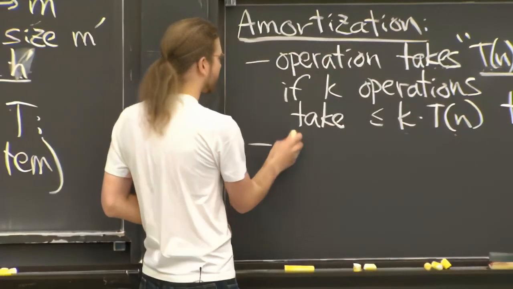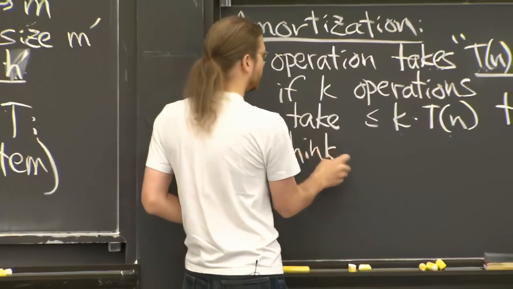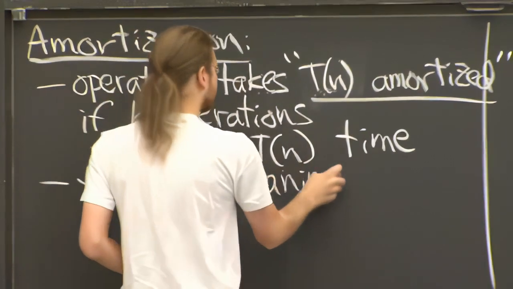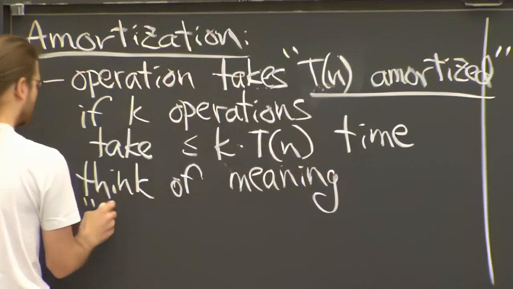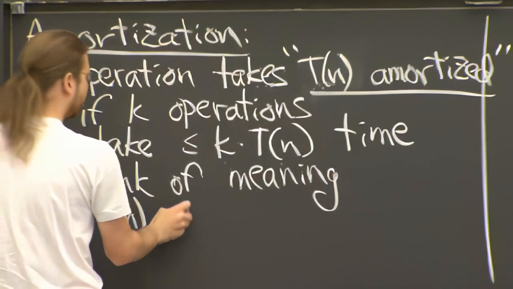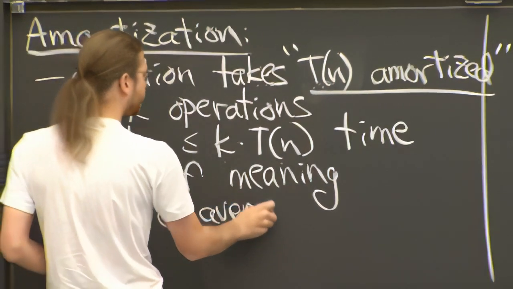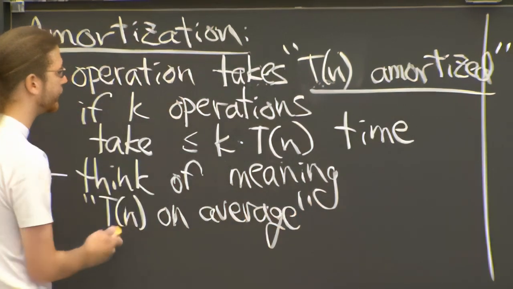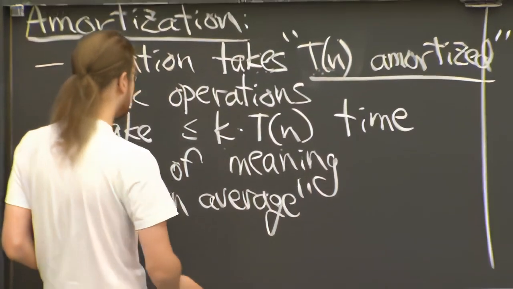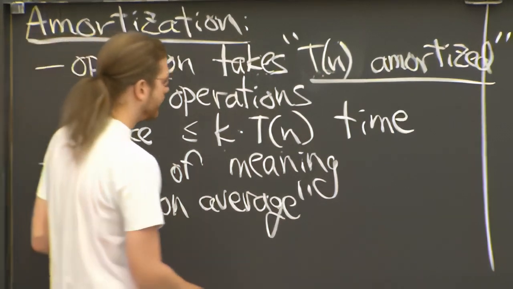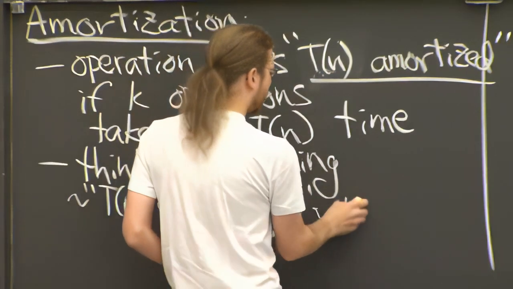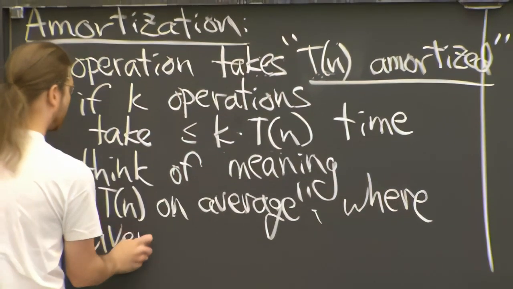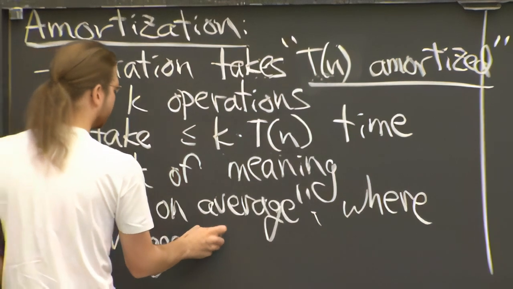So you can think of this as kind of like saying that the running time of an operation is T of n on average, but let's put that in quotes. We don't usually use that terminology. So maybe you can put a tilde here, where the average is taken over all the operations.